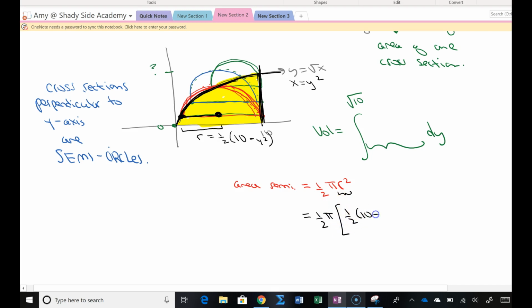1/2 (10 minus y squared) squared. You have to keep track of exactly what's going on, right? So this is just the general area of a semicircle. Here, I'm figuring out what the exact actual radius is. And this, by the way, is going to equal my integrand. I'm pulling the 1/2 out. This is 1/4, 1/8. This becomes pi over 8 is the constant pulled through. This becomes (10 minus y squared) squared dy.